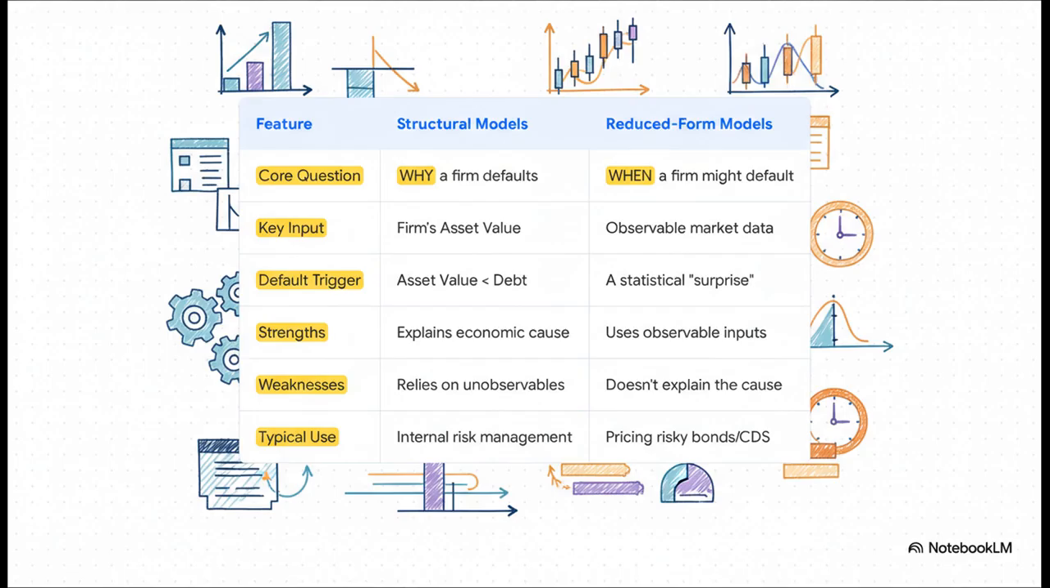On the other side, you've got reduced form models. These are the trader models. They don't really care about the why. They're all about the when. They use observable market data and stats to predict the timing of a default.